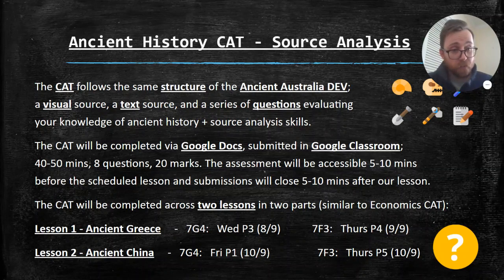There's going to be 8 questions, and it's worth 20 marks in total. The assessment will appear in Google Classroom about 5 or 10 minutes before the scheduled lesson, so don't freak out if you get there the morning of your CAT and your CAT is in period 5 and you can't see it in Google Classroom. It's only going to show up a few minutes beforehand, so you have one lesson to complete it, not one full school day.